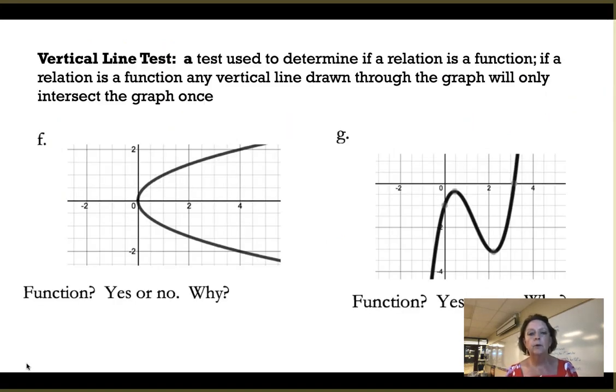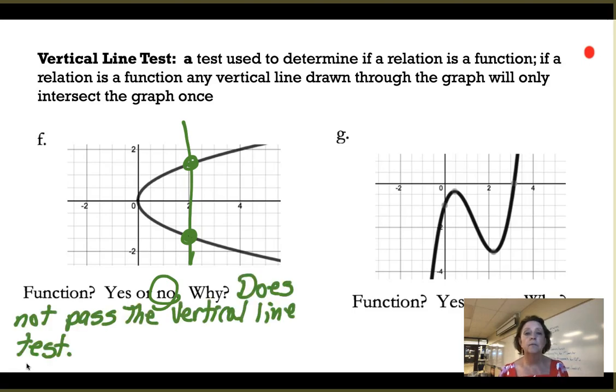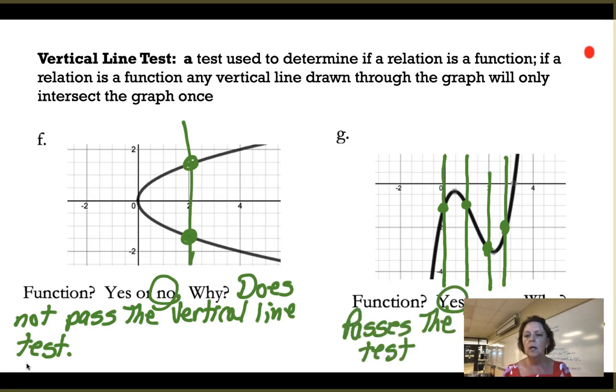Let's try out the vertical line test. The one on the left, if I draw a vertical line, the first vertical line I drew touched my graph twice. So this is not a function because it does not pass the vertical line test. The one on the right, let's draw some vertical lines on this one. It seems pretty much everywhere we draw a line, it only touches my graph once. So this is a function because it passes the vertical line test.